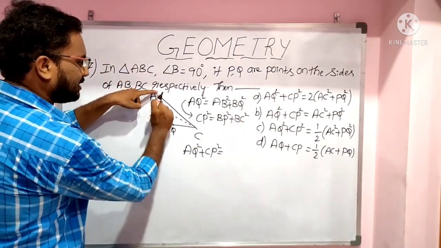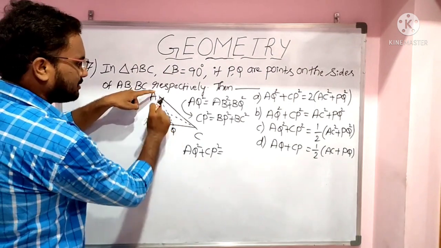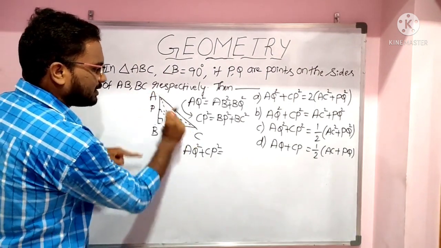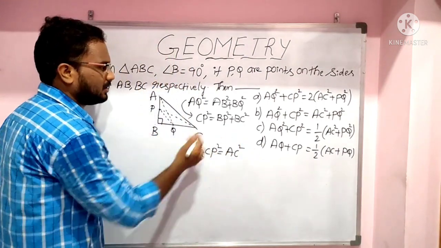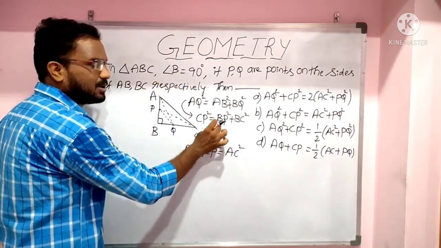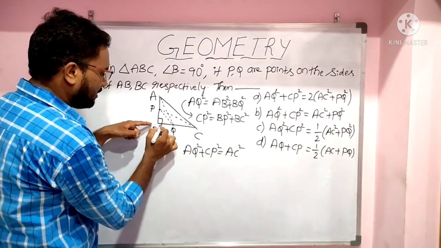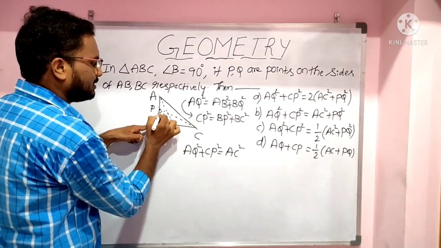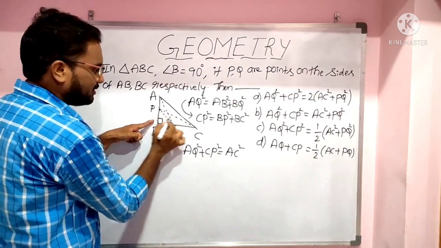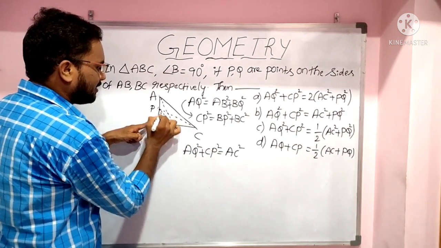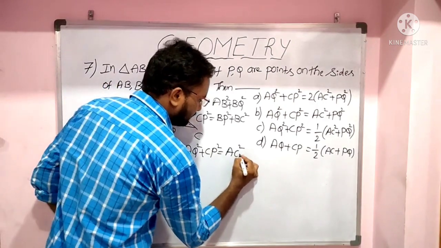Triangle ABC is a right angle triangle. So AB square plus BC square equal to AC square. And then BQ square plus BP square. Triangle BQP is a right angle triangle. So BQ square plus BP square is PQ square.